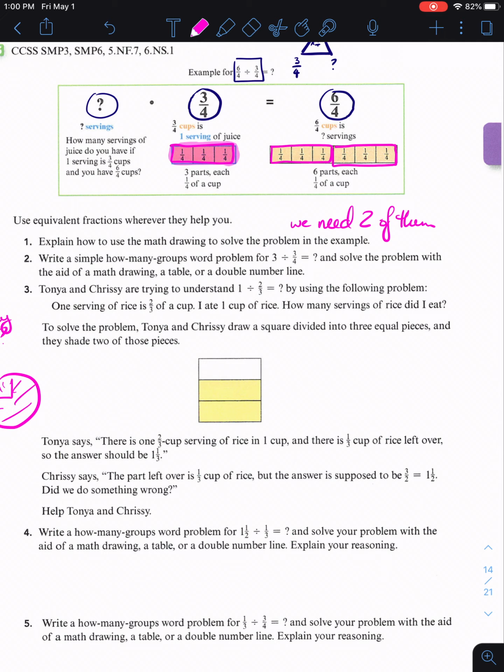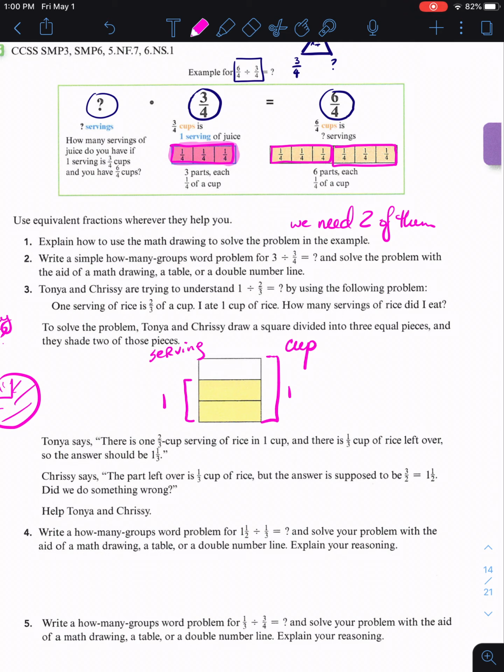Chrissy said the part that's left over is 1/3 of a cup of rice, but the answer is supposed to be 3/2, 1 1/2. What went wrong? Help Tanya and Chrissy. All right, so let's think about what they drew. So they drew that 1 serving of rice is 2/3 of a cup. So this is 1 serving, right? And this is 1 cup. Okay. So they shaded everything really well.